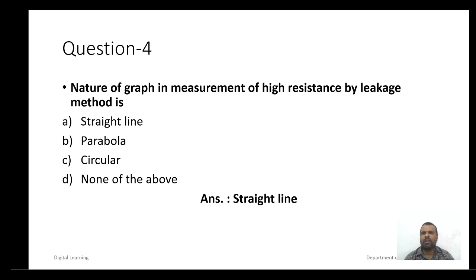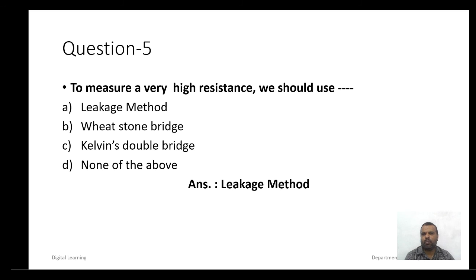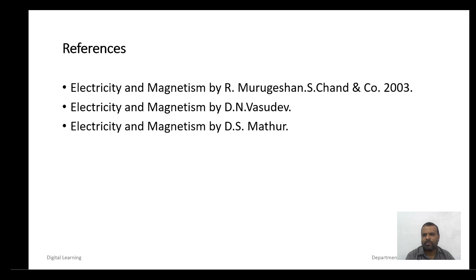Question number 4. Nature of graph in measurement of high resistance by leakage method is. Option A, straight line. Option B, parabola. Option C, circular. Option D, none of the above. The correct option is straight line. Question number 5. To measure a very high resistance, we should use option A, leakage method, option B, Wheatstone bridge, option C, Kelvin's double bridge, option D, none of the above. The correct option is leakage method.